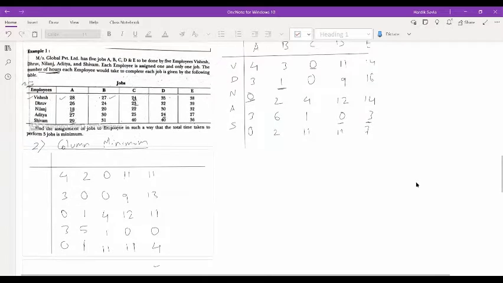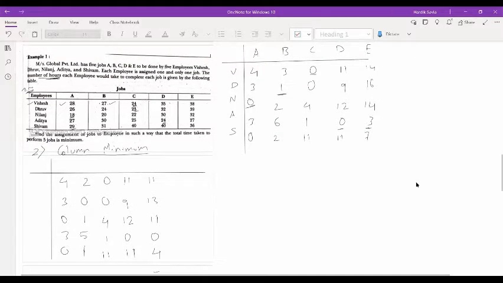Is there any possibility to cancel 3 zeros at once? No, there are no chances of cancelling 3 zeros at once. What maximum we can do is cancel 2 zeros at once. So if I cancel the very first column, I will be able to cancel at least 2 zeros. So the line is economical enough. I have not wasted the line. I have cancelled 2 zeros at a time, which was good.